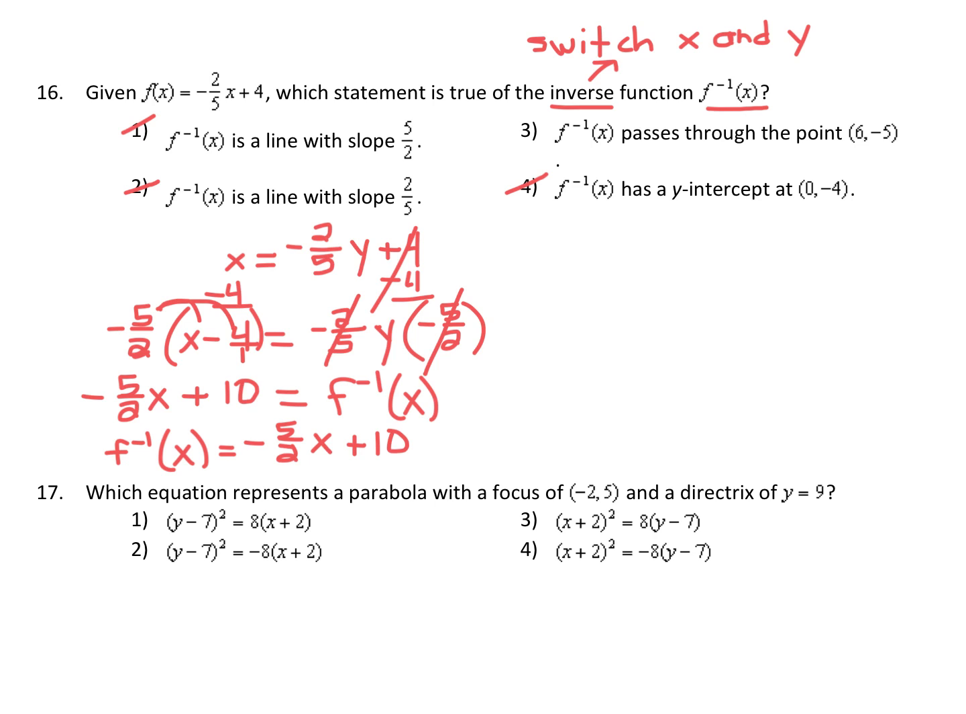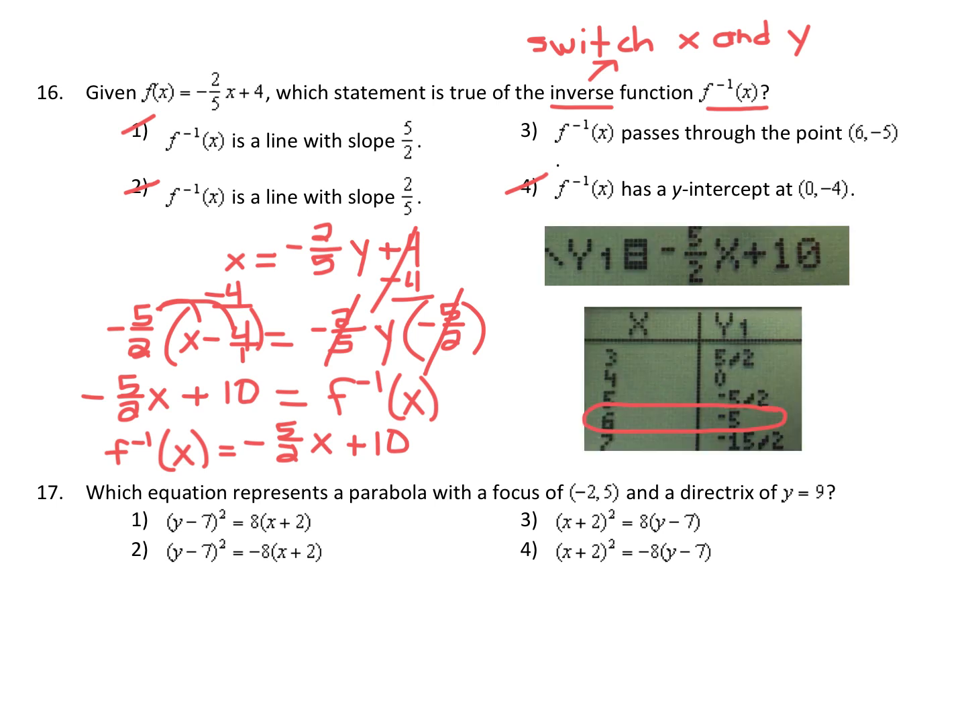All right, and then if you take a look at choice 3, it says it passes through the point (6, negative 5). Okay, so if you go to y equals in your calculator and just type this in, negative 5/2 x plus 10, and go to the table of values, look at this. We see that it does go through the coordinate (6, negative 5). All right, so choice 3 is our answer.